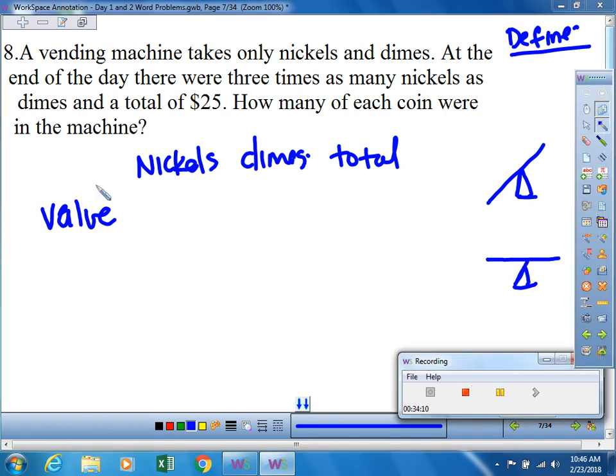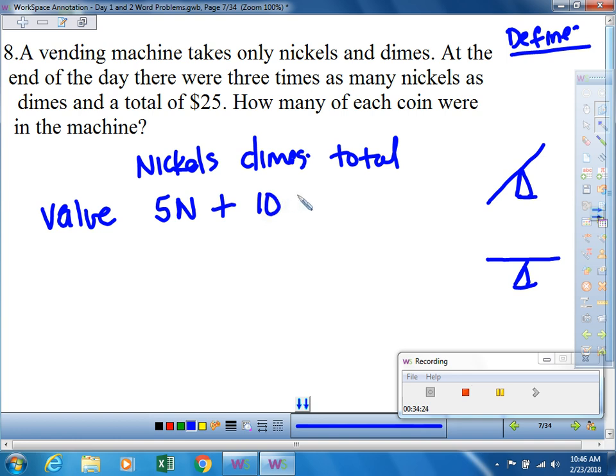All right, so remember, this is a value. So when you put your nickels down, you don't just put it in, you need the value. 5n plus, what's the value of your dimes? 10d. So n is number of nickels. Yes, question.